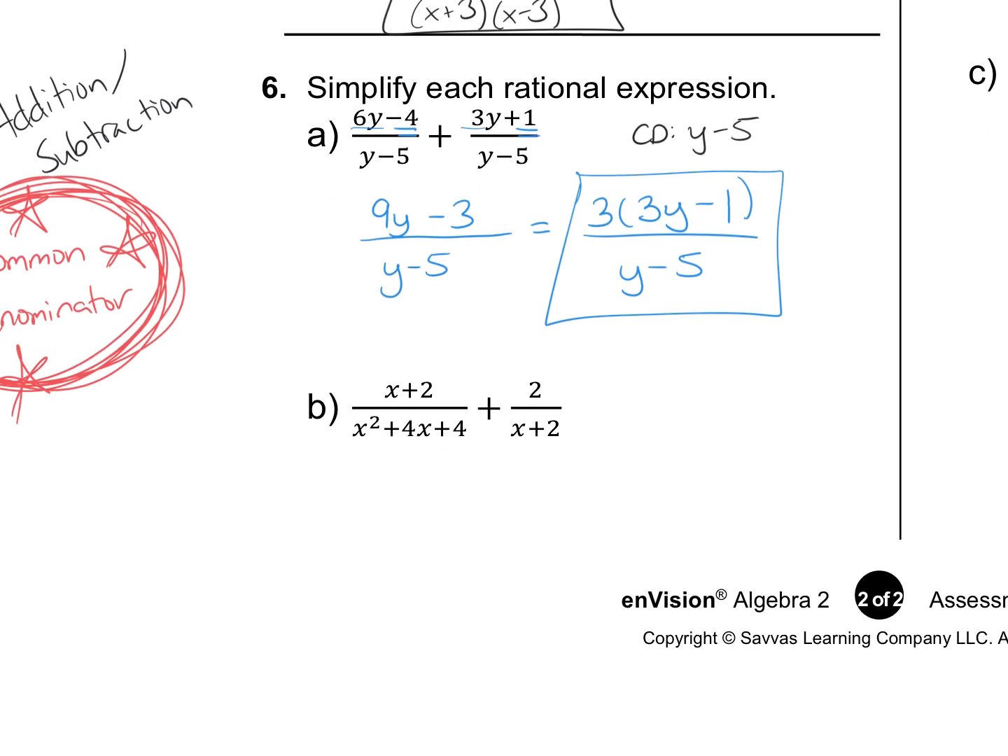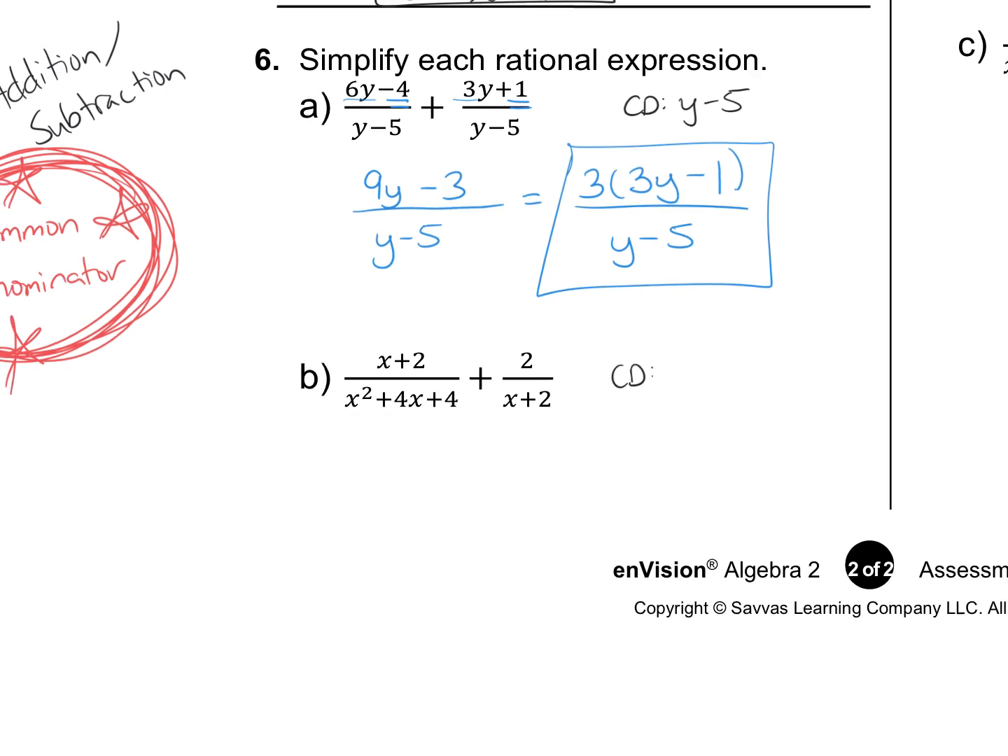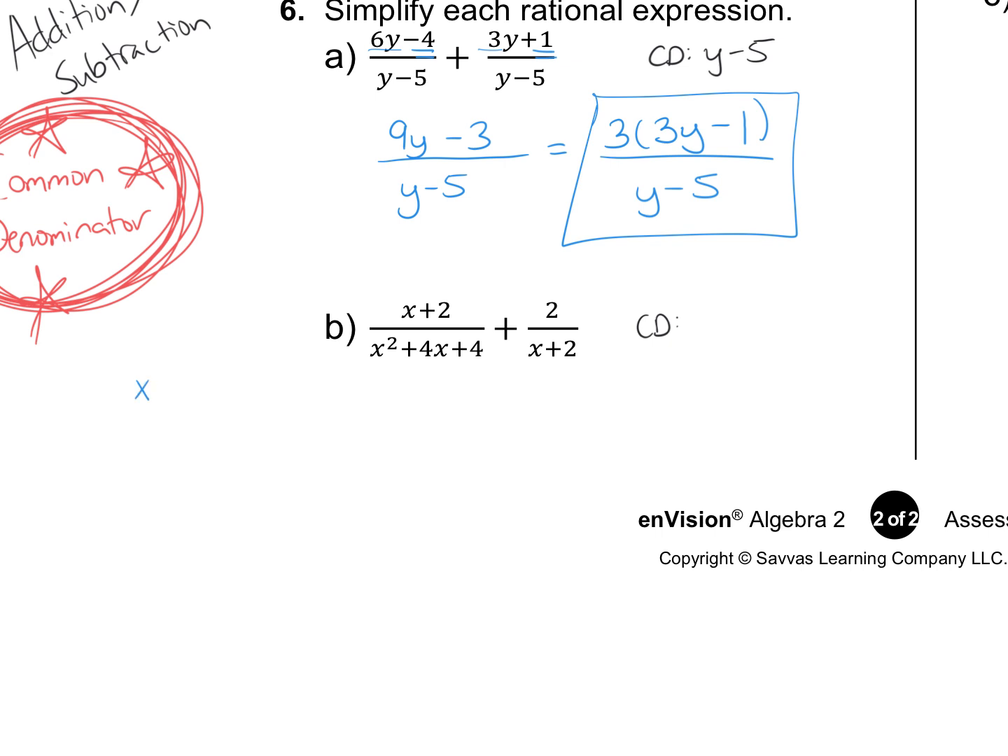Again, with adding and subtracting, what do we have to look for first? Common denominator. Do I have a common denominator? No, I do not. What should I probably do with this right here? Factor. So I'm going to rewrite what we have here. I have x plus 2. How can I factor this? Factors of 4 that add up to 4. What do you got? 2 and 2. How do I write those as factors? x plus 2 times x plus 2.